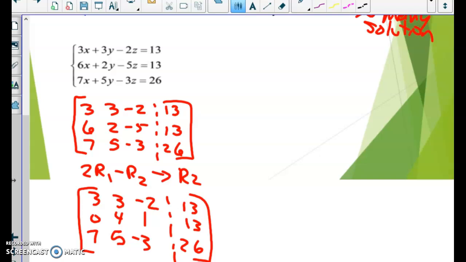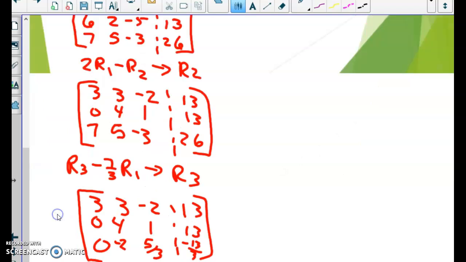Then I took 2 times row 1 minus row 2 and put it in for row 2, which changed that row. Now I took row 3 minus 7/3 times row 1, and I got the 7/3 by using those two coefficients to get this term to be 0. Now my next goal is to get this number to be 0. So I'm going to do that.